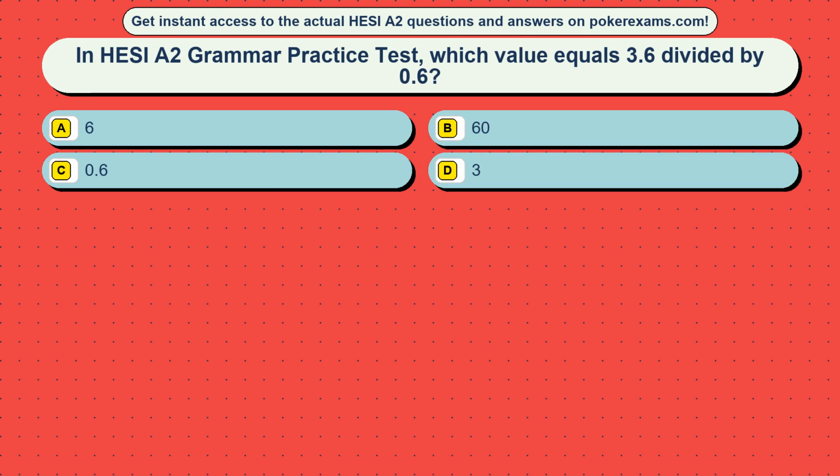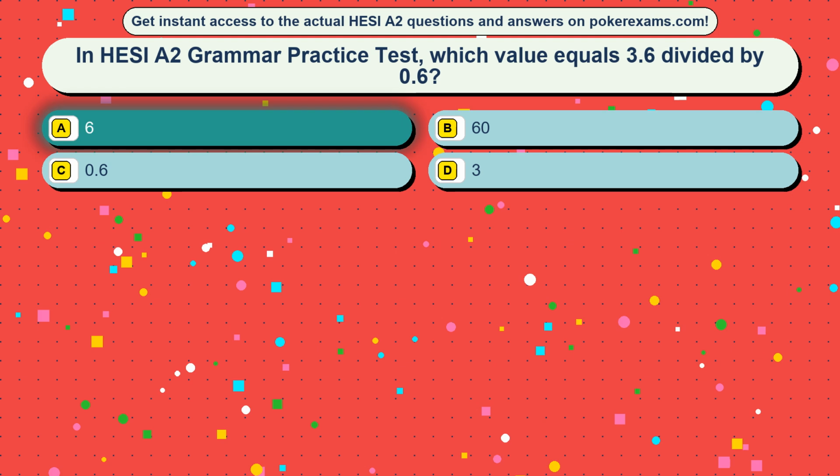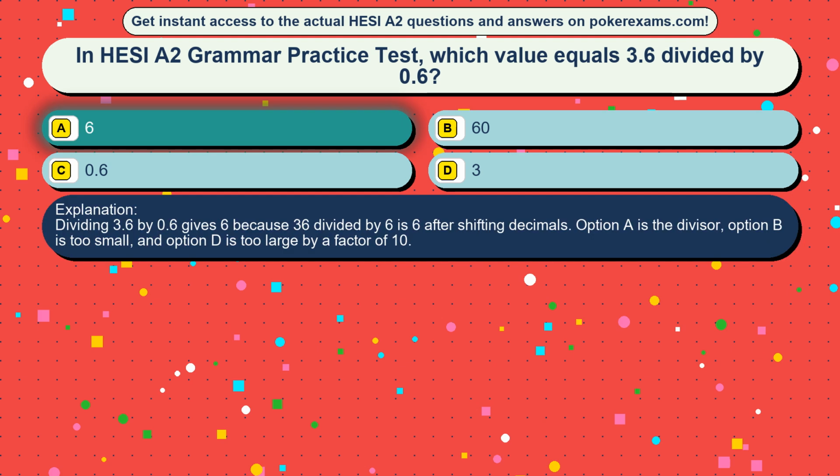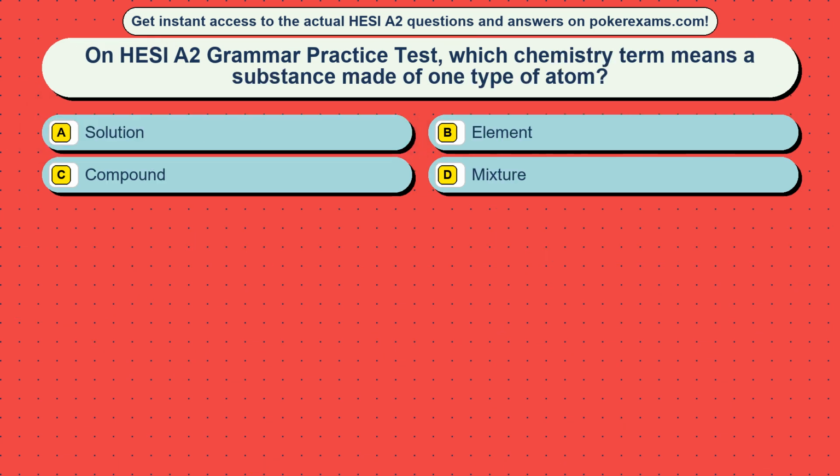Question 23. In HESI A2 Grammar Practice Test, which value equals 3.6 divided by 0.6? Option A, 6. Option B, 60. Option C, 0.6. Option D, 3. The correct answer is option A, 6. Dividing 3.6 by 0.6 gives 6 because 36 divided by 6 is 6 after shifting decimals. Option C is the divisor, option B is too large, and option D is too small by a factor of 10.